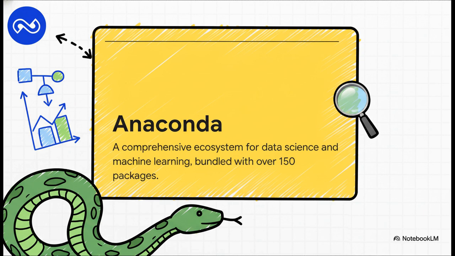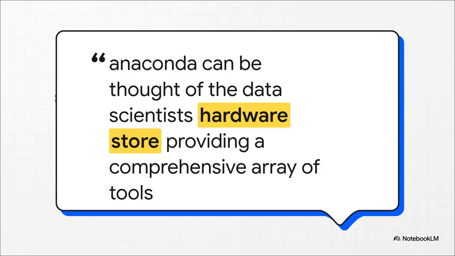And the best part? It comes packed with over 150 of the most common packages you'll ever need, right out of the box. Now, I love this analogy, it's just perfect. Think of Anaconda as your personal data science hardware store, you know? It's this one place that's just packed with all the specialized tools you could ever need for any project. Whether you're just exploring data, building a crazy machine learning model, or making some beautiful visualizations.